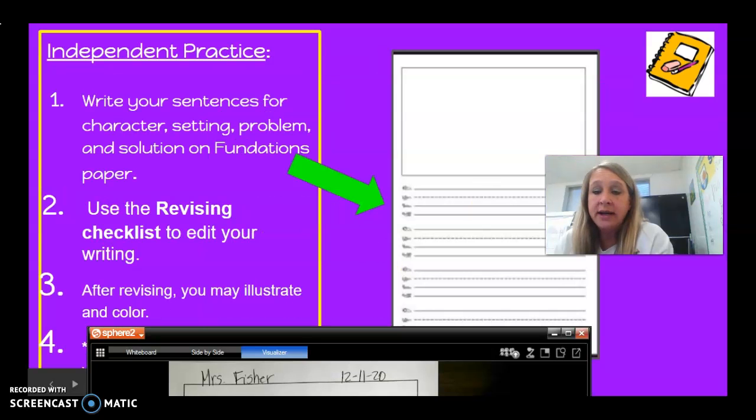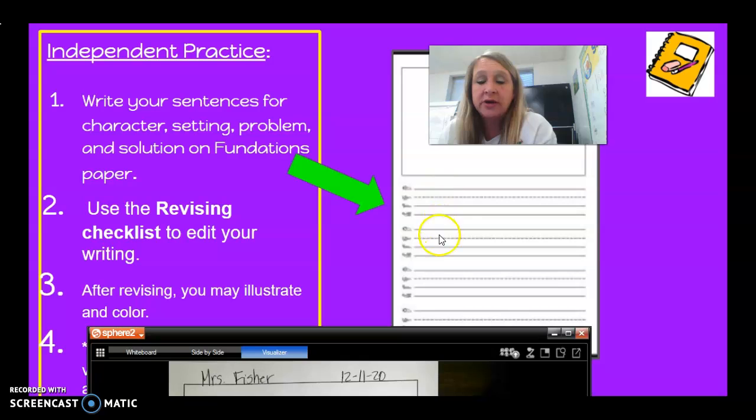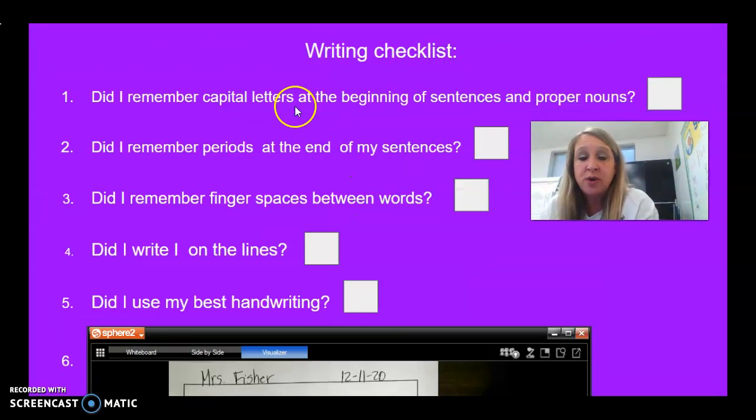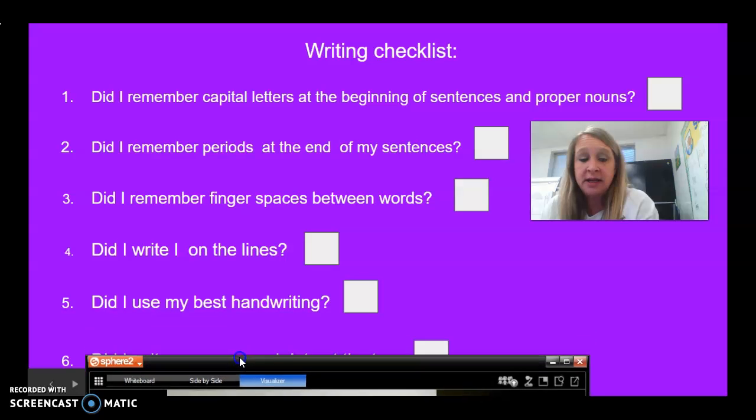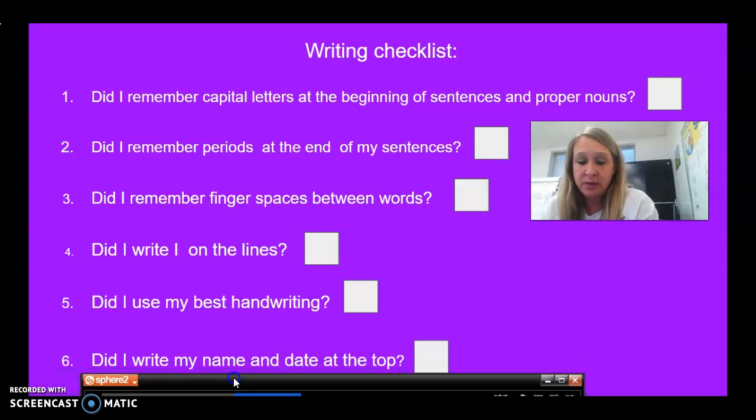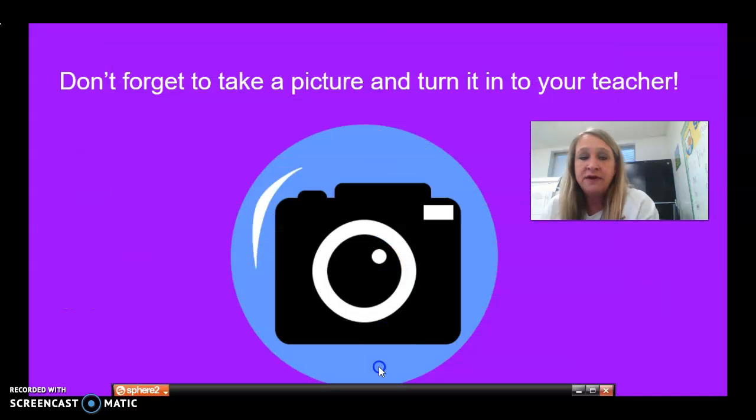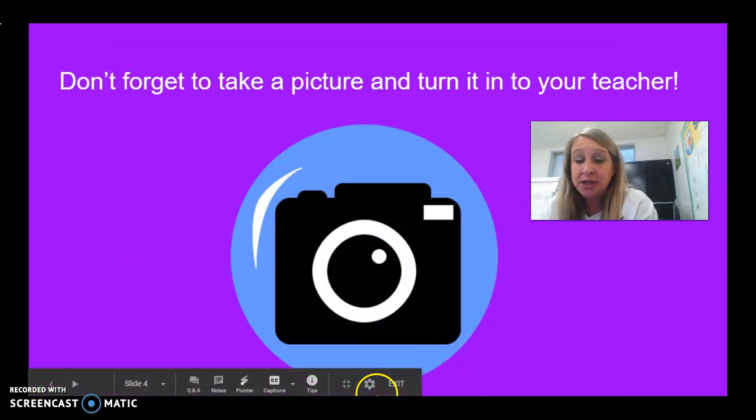we wrote our sentences for our character, setting, problem, and solution from our nature picture that we have been working on. We used the revising writing checklist to make sure we had capitals and periods and finger spaces and writing on the lines and best handwriting and name and date at the top. And then when you're finished, you're going to take a picture and turn it in to your teacher. And I can't wait to read your stories.